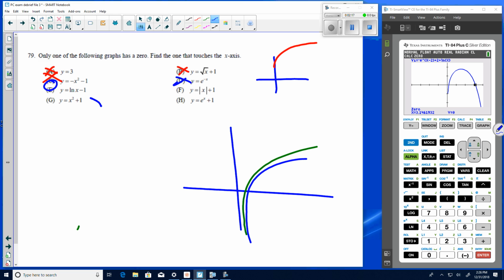This is a parabola shifted up 1. That's not it. This is our exponential growth shifted up 1. This is the absolute value shifted up 1. None of those have zeros.